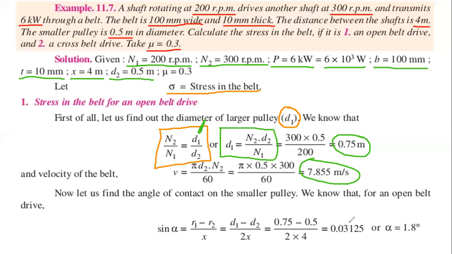Now we are going to find the angle of contact for the smaller pulley. We know that for an open belt drive, the value is taken as sin alpha is equal to (R1 minus R2) by X.